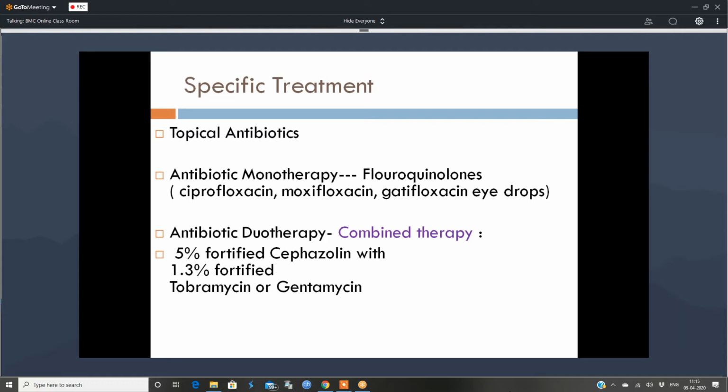But we have one more regimen called duotherapy or combined therapy. Here we combine a drug which is specific for gram positive bacteria with one more drug which is specific for gram negative bacteria. And then we fortify them. What is the meaning of fortification? Fortify, what is the meaning of it? Anyone?